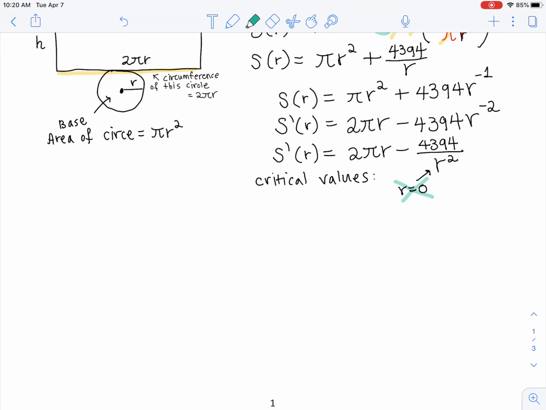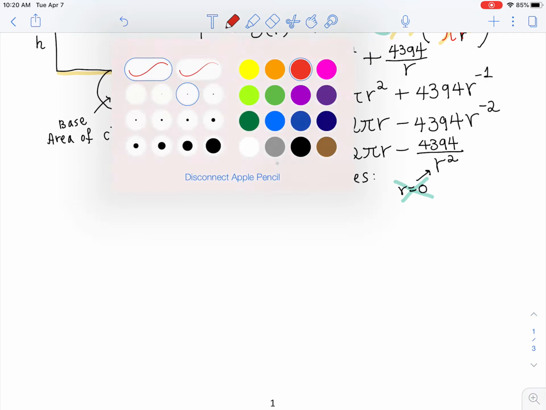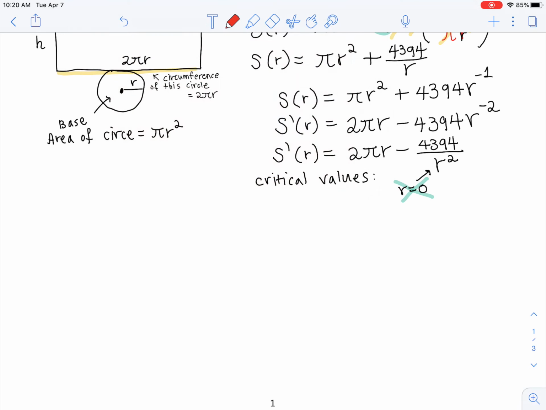So even though that's a critical value, that's when the derivative is undefined. We can't have a radius of 0 in the cylindrical container. So throw out that r equals 0. So what's the second case? What we now need to check is when that derivative equals 0. So set this equal to 0 and let's solve for that.